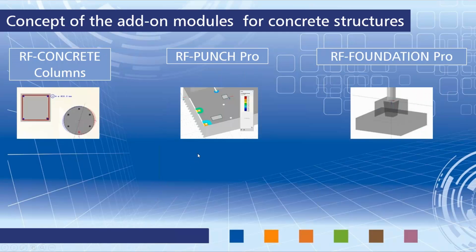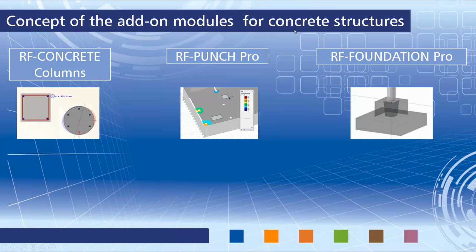Furthermore, you have some add-on modules for columns. This is the RF concrete columns. This performs a stability proof based on the nominal curvature. This is described in section 5.8.8 of the Eurocode 2.